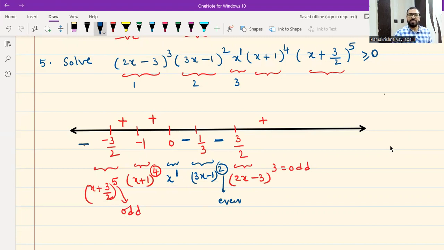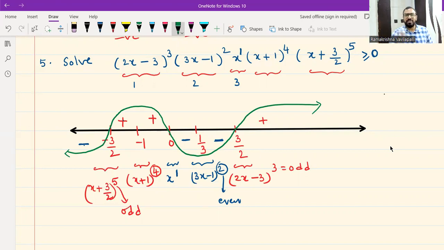There ends the matter. Now why do we call this a wavy curve method? Just for beautification, we draw a wavy curve like this. When it is negative, you start from negative like this, like this, like this. So this is the wavy curve method. We draw like a wave, so that's why it is called the wavy curve method.